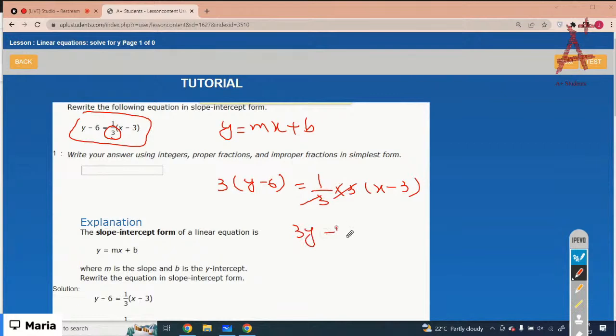It would be 3y minus 18 equals x minus 3. It would be 3y equals x minus 3 plus 18. So 18 minus 3 is 15. It would be x minus 15. Got it? Just isolate the y, divide both sides of the equation by 3.